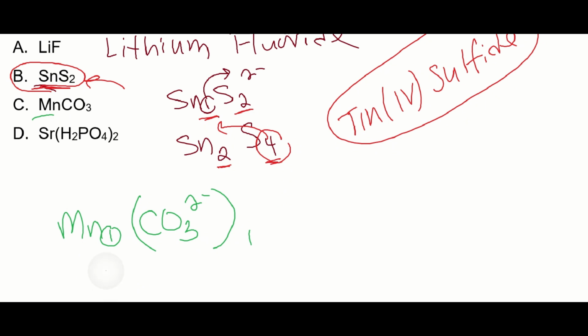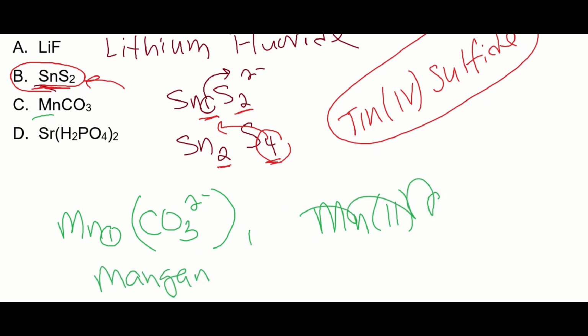All right, so let me go over here. Wait, what are we doing here? Writing names. Manganese 2. Sorry, that's parentheses, and then carbonate.